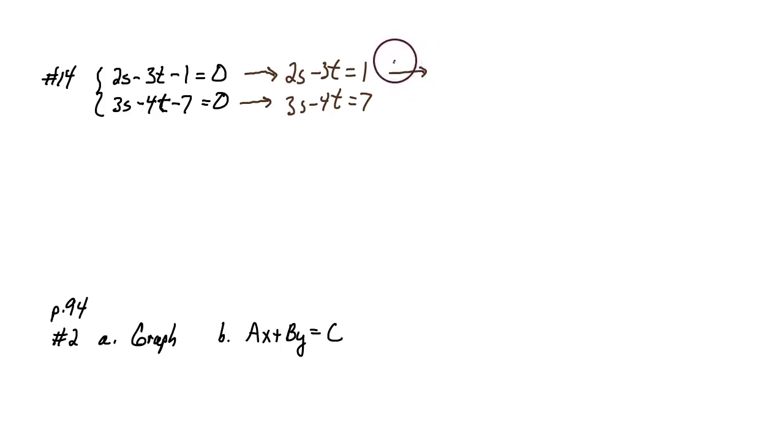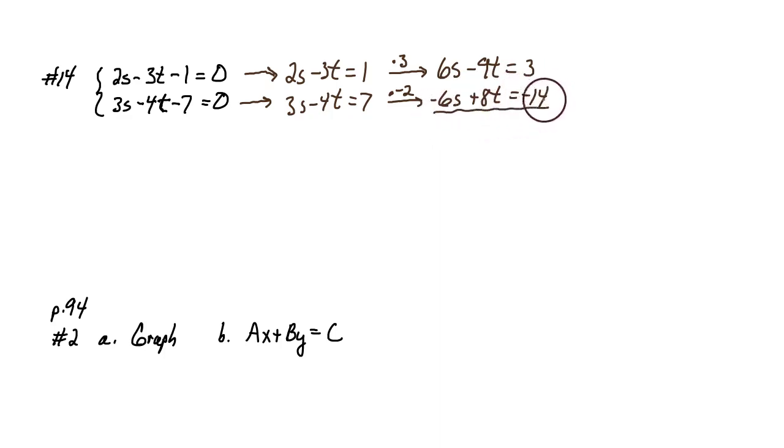For the top equation, times by 3, we'll get 6s minus 9t is equal to 3. For the second equation, times by -2, we will get negative 6s plus 8t is equal to -14. The reason we multiplied by these two values was so that the s terms would be opposites. Now when we combine, the s term cancels away. -9t plus 8t is -1t. 3 plus -14 is -11. Therefore, t is equal to 11.